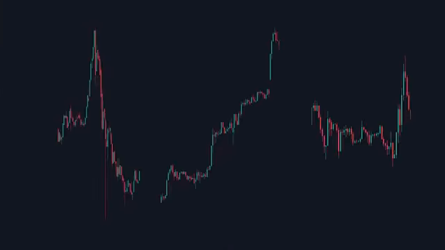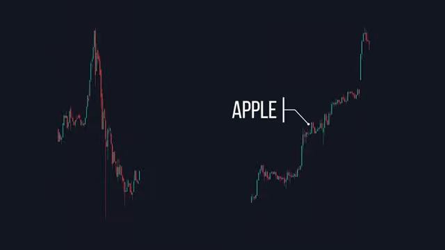Every crypto, every stock, every currency is going to have different amounts of volatility. So Bitcoin is going to move up and down a lot more than a blue chip stock like Apple.